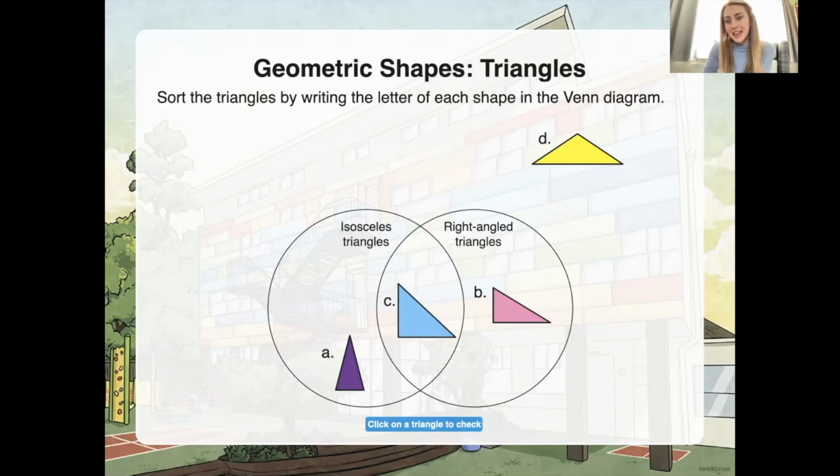And then D is also an isosceles triangle. You can see the two sides of the triangle are the same. The line that goes horizontally is longer. So 2 sides are the same. So it is definitely isosceles. Tilting my head, I don't think that is a right angle. So I'm going to put D into the isosceles triangles over there.